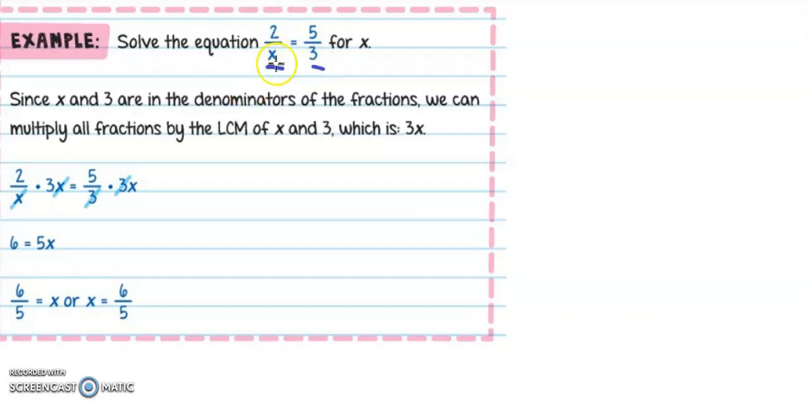There are other methods that we could use, and we're not going to deal with variables that we're looking for in the denominators of fractions, but this is a good one to look at. So we multiply. What is the least common multiple of 3 and x? Well, it's just 3 times x. We multiply both sides of this equation by 3x. On the left, our x's cancel. On the right, our 3's cancel. So we have 5 times x, 2 times 3, 6 equals 5x, and then we do the division.